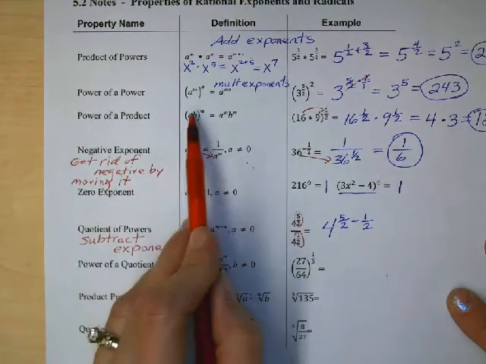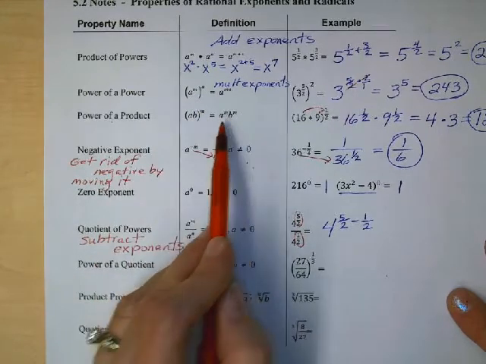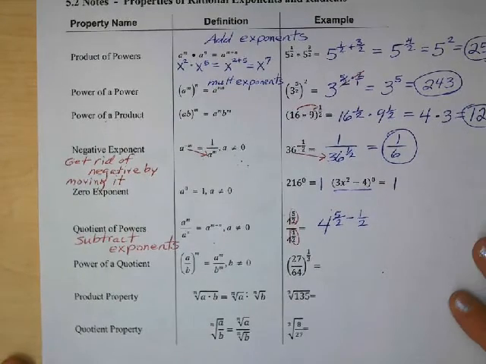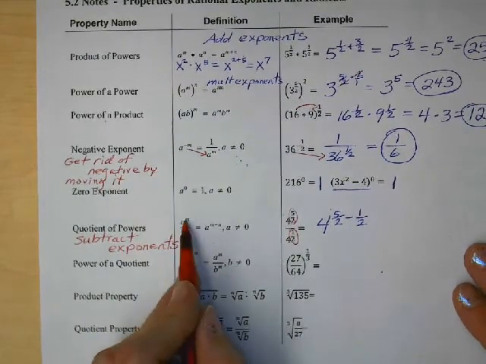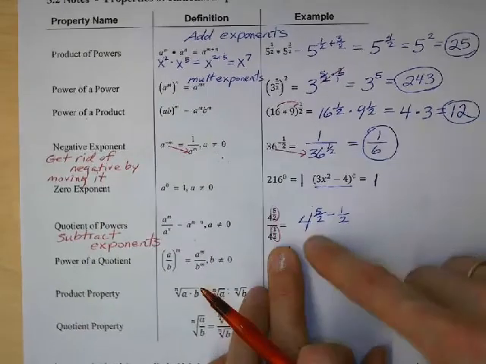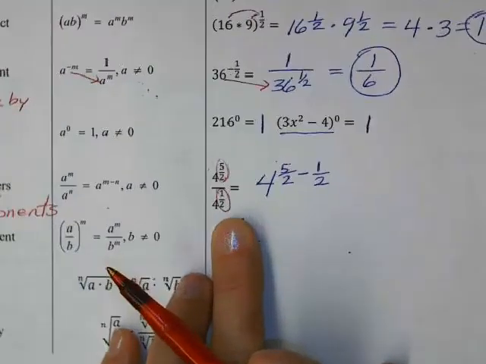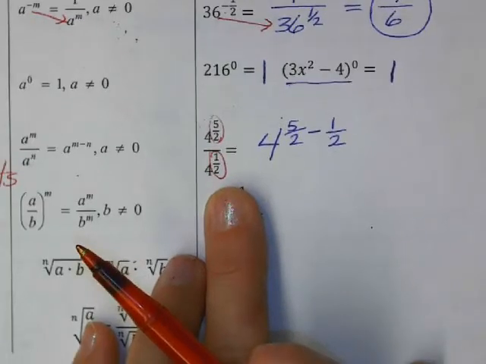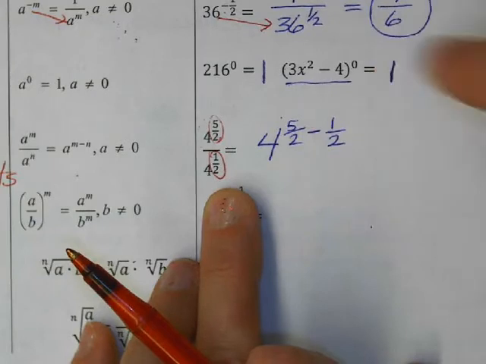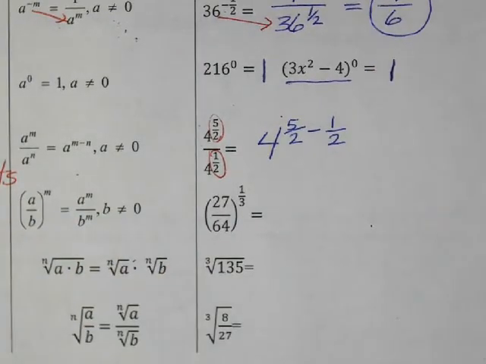Power of a product. It's like you're doing the power on each thing. Write whatever you need to on this note page. So now we're on this fraction one. You subtract the exponents when you have a fraction. So see, it's 4 to the 5/2 over 4 to the 1/2. So you just subtract the 5/2 minus 1/2.